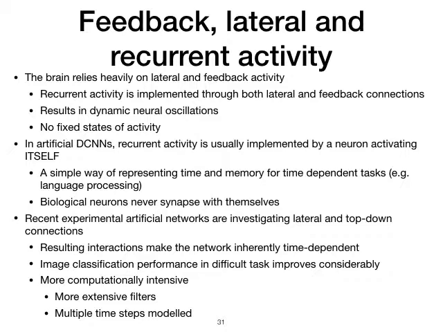Right? So the resulting interactions do make the network inherently time-dependent, so that becomes more computationally intensive because you have to model multiple time points. Right? But the image classification performance, particularly in difficult tasks, improves considerably. Now, this is more computationally intensive in two important ways. First of all, the filter becomes more extensive because it needs to go into the lower layer, into the same layer, and also into the higher layer. And also, we need to model multiple time steps in order to achieve this, right, which is a different type of problem. Okay. Question at the back?